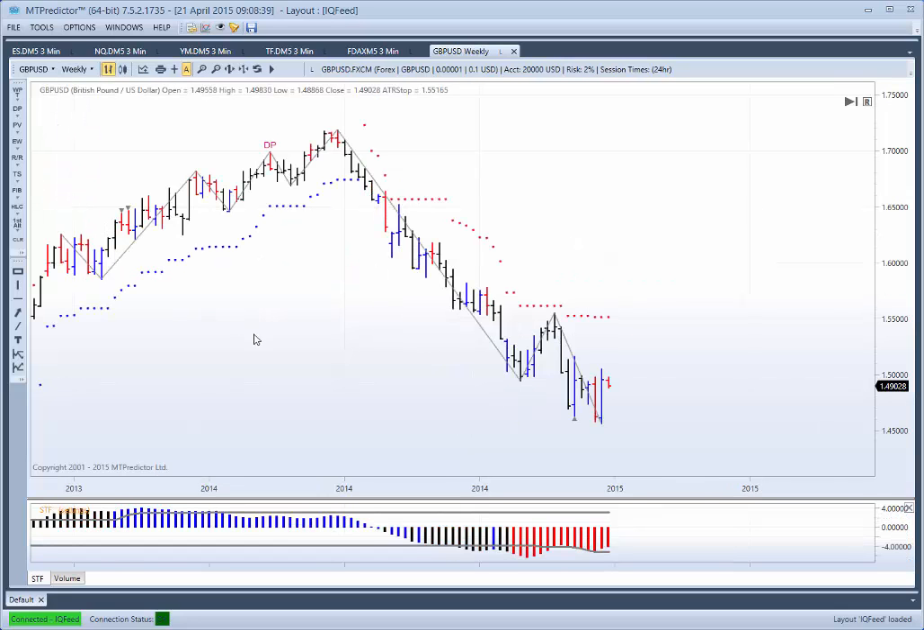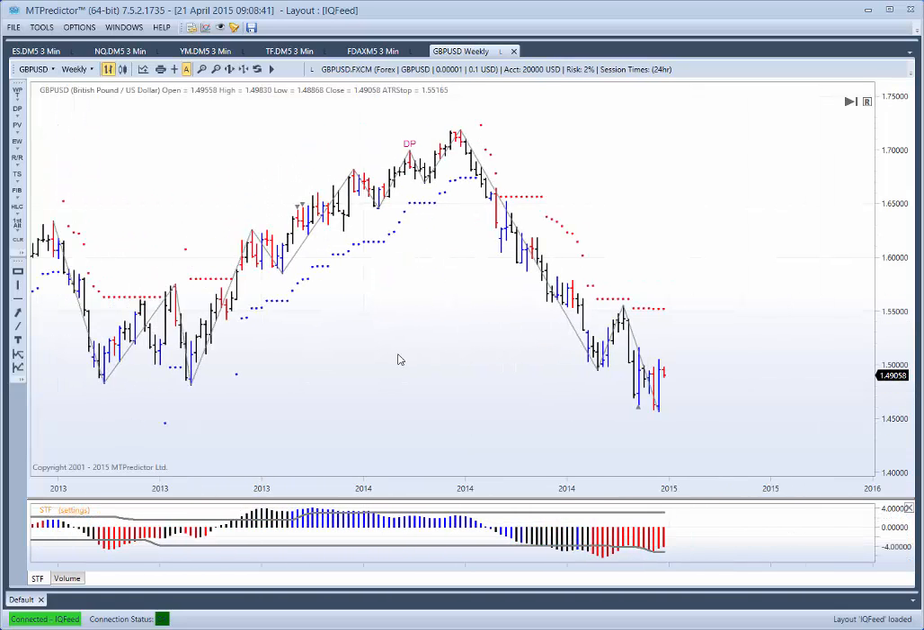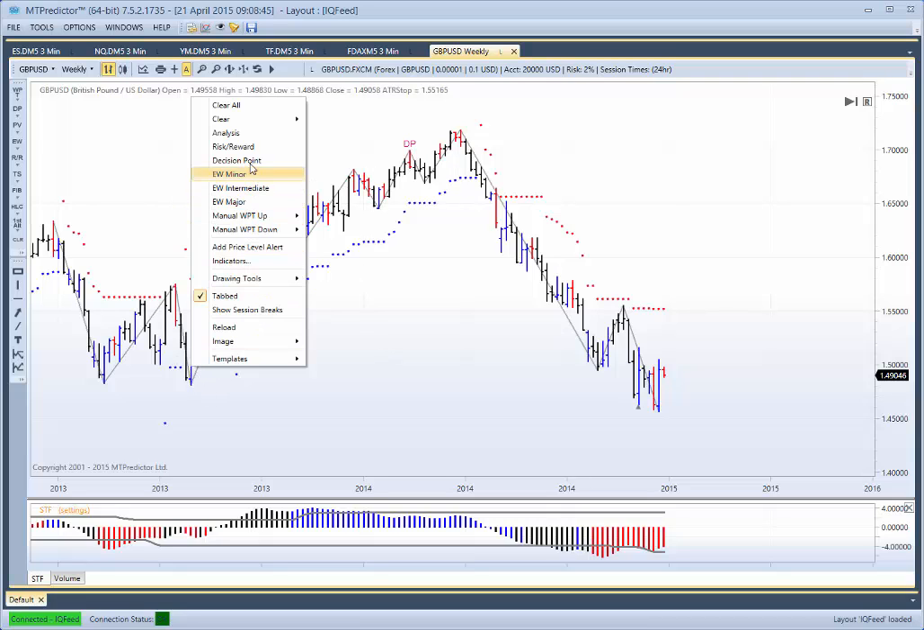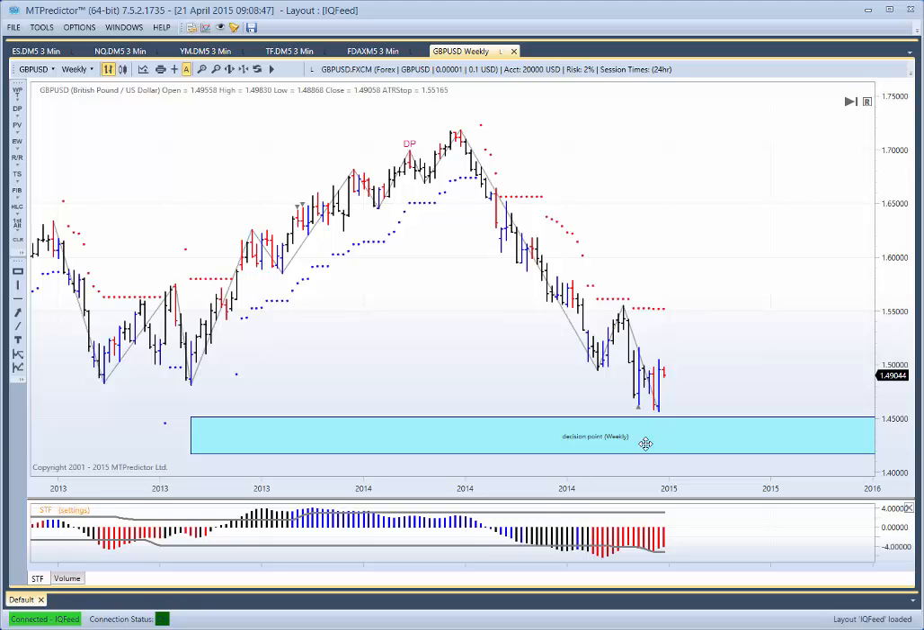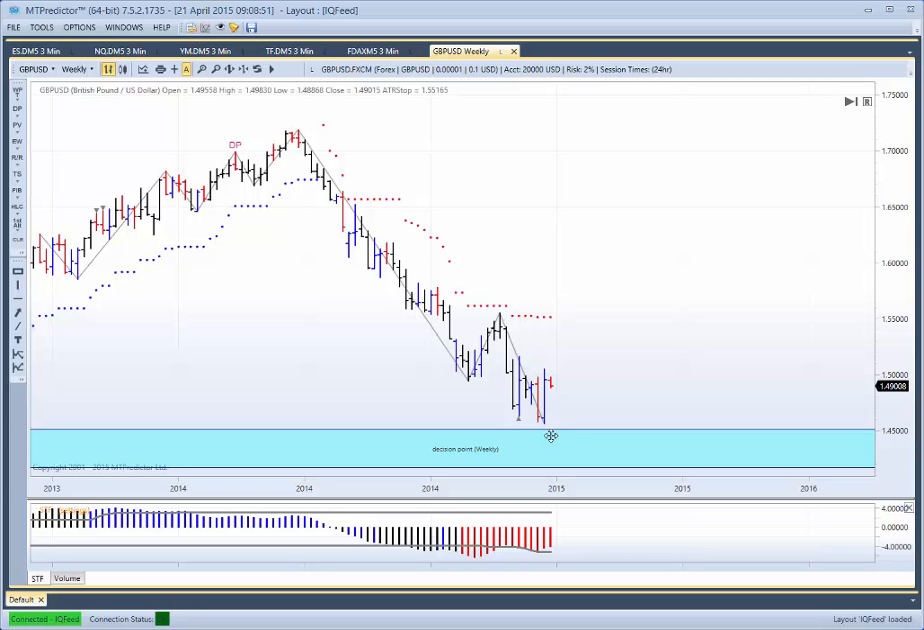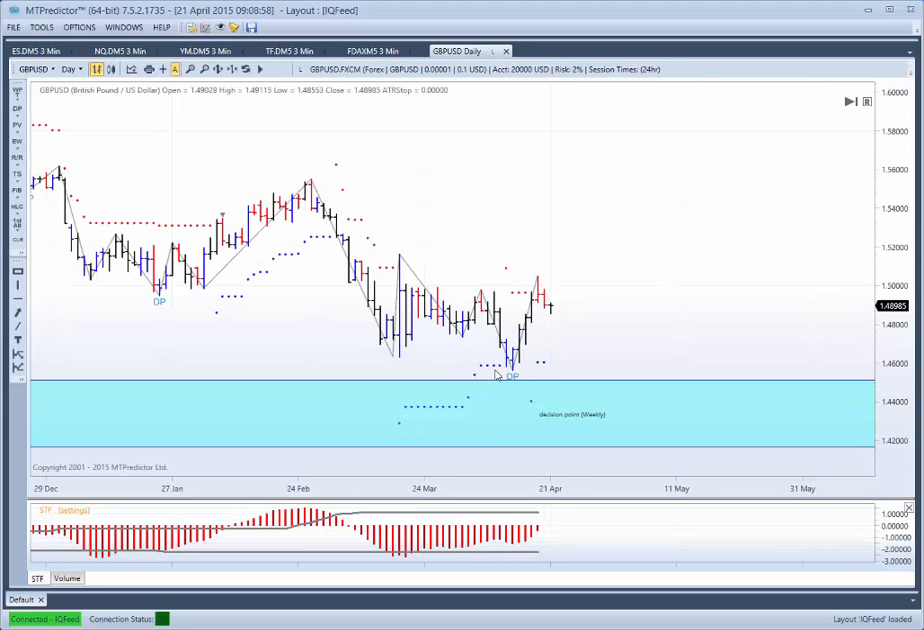So if you go out to the weekly, let's go back to the last pivot low, which was here, right mouse click, do decision point, and that is where our weekly support zone is on the British pound. So you can see we haven't quite reached it as yet. So if I go back to our daily chart, this DP buy setup was just a little bit shy of this weekly support, so it wouldn't necessarily be a good trade to take.